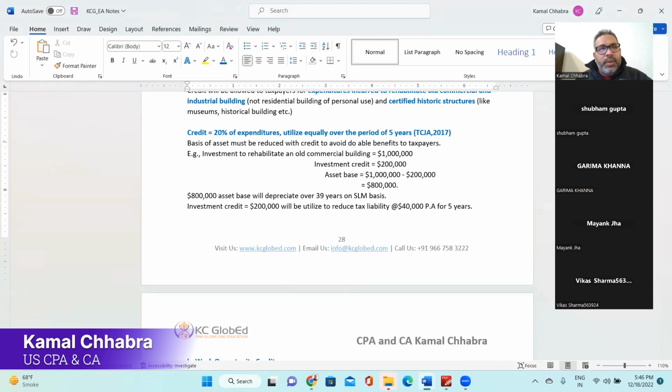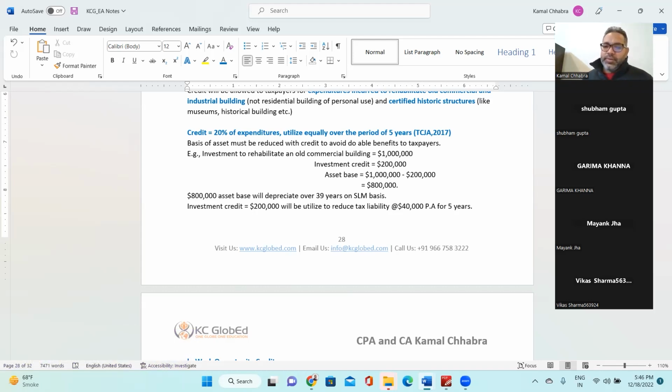But one thing you need to remember: you need to reduce that $200,000 from the $1 million to arrive at the basis of the asset. Your asset base will reduce by the tax credit which you plan to avail over the period of 5 years. Keep that in mind to avoid double tax benefits. Why is it a double tax benefit? If you do not reduce the amount from the asset base, then you are claiming depreciation and you are also taking the tax credit, so you'd be getting double tax benefits. To avoid that, you need to reduce the amount of the tax credit from the asset base. Makes sense? Mayank, Garima, Rajat? Yes, sir. So far, so good?